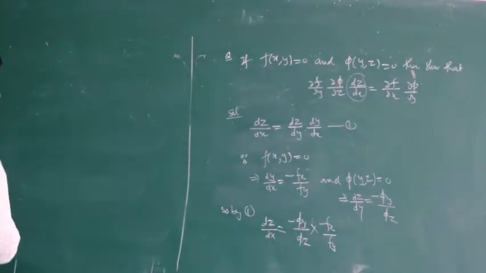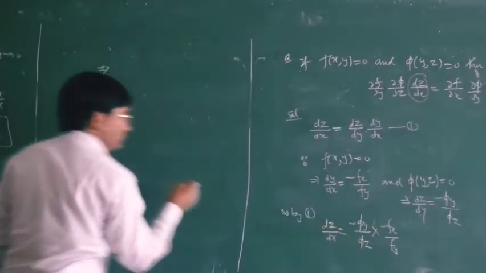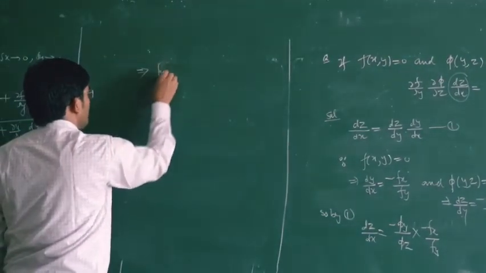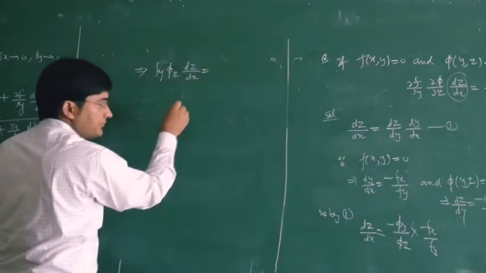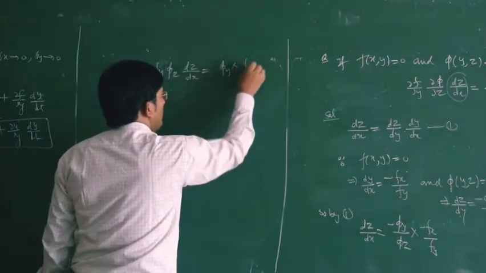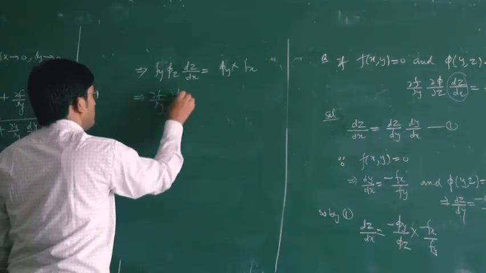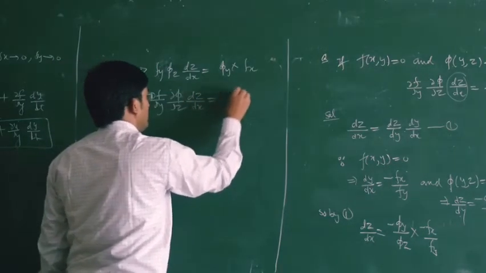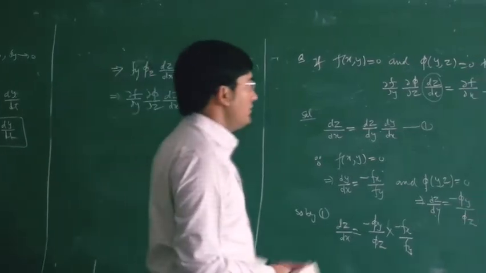So if you multiply the left hand side by these two terms, we get fy into phi z into dz/dx equal to fx into phi y. So we can write it as ∂f/∂y into ∂phi/∂z into dz/dx equal to ∂phi/∂y into ∂f/∂x. So this was our right hand side.